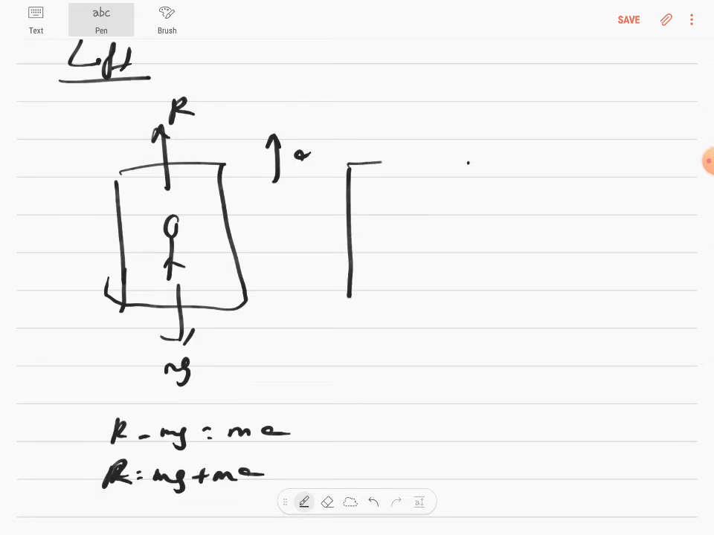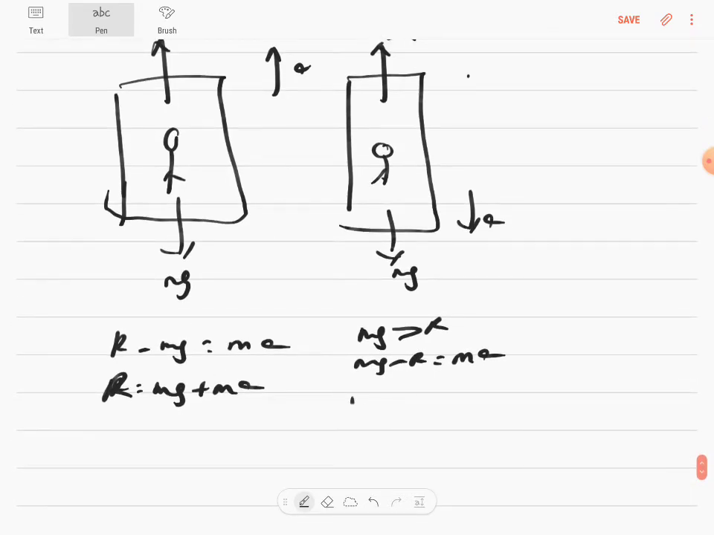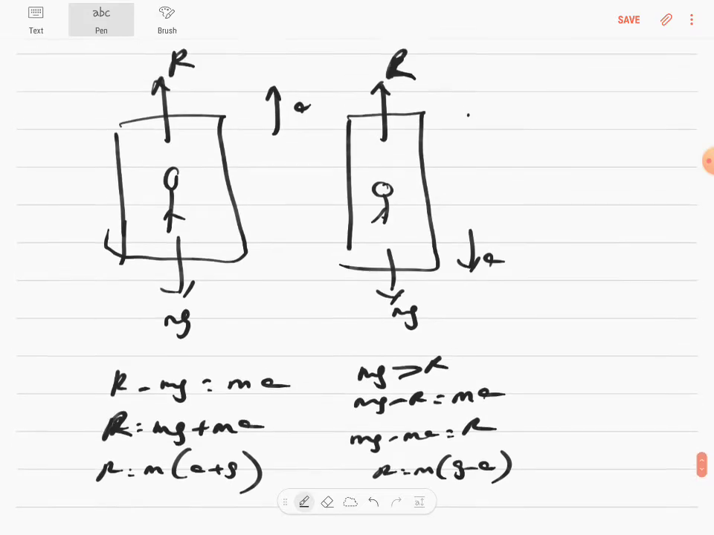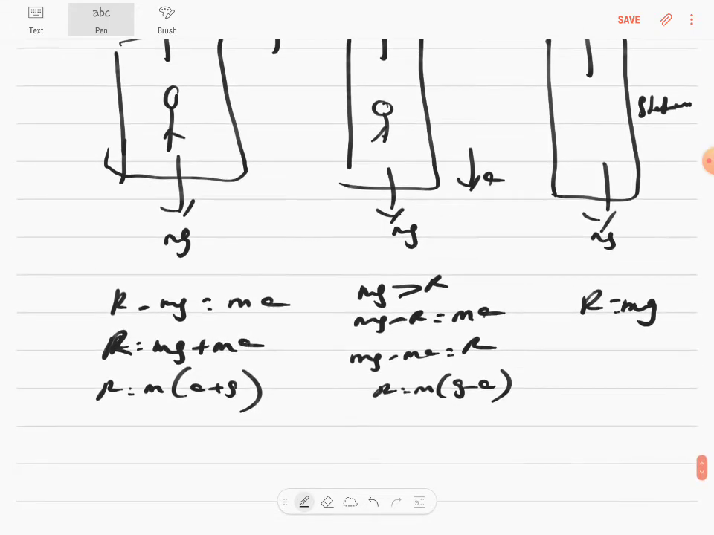Okay, let's talk about a lift that's going to go down. Yeah, and the normal reaction is still upward only, mg is still downward only, but the only difference is the lift is going to go down, which is greater than what? mg has to be greater than R. So mg minus R is equal to m into a. Therefore mg minus ma is equal to R. So R is equal to m into g minus a. Yeah, correct, R is equal to mg minus ma. And let's talk about another case where the lift is stationary, which means R will be equal to mg. So R is equal to mg in the different cases we see.